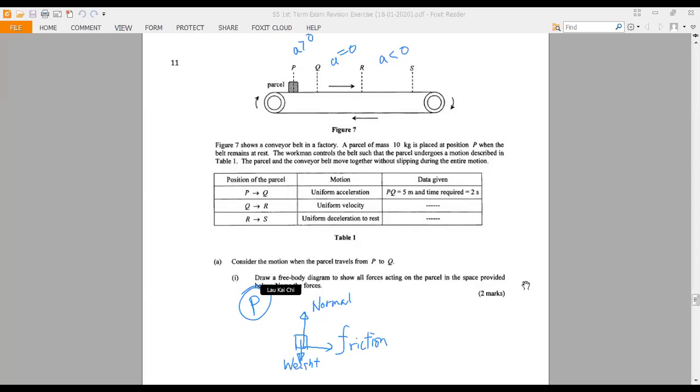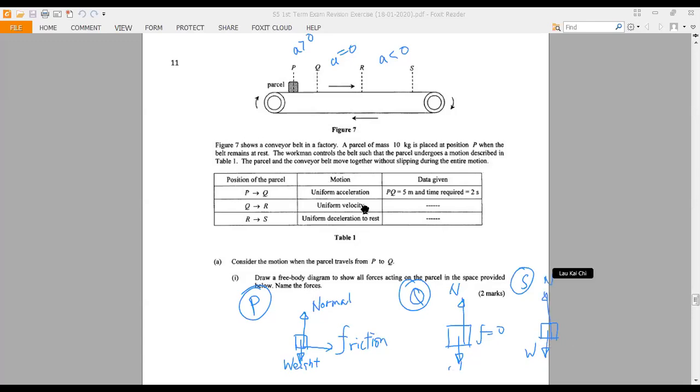The question can also ask you to draw the free-body diagram at Q. At Q, since it is moving with uniform velocity, that means there's no friction. Friction equals 0 at that part. It just moves together with the same speed. Okay? And you can also draw the free-body diagram at S. But this is not what the question is asking, but I like to do revision on this as well.